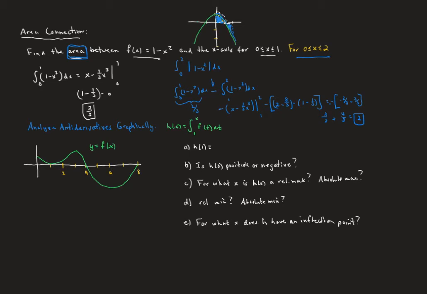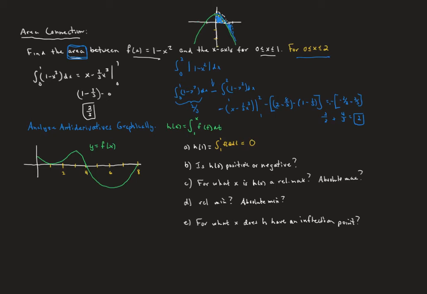Finally, we're going to try to analyze our antiderivatives graphically. So we're looking at f of x. The green curve is f of x, and our h of x is defined as the integral from 1 to x of f of t dt. So h of 1 would mean we are going to take the integral from 1 to 1 of f of t dt, but the integral from 1 to 1 of anything is 0. So that part's not too bad.